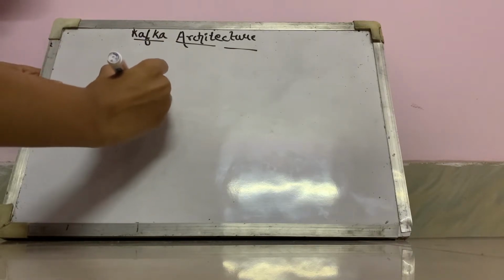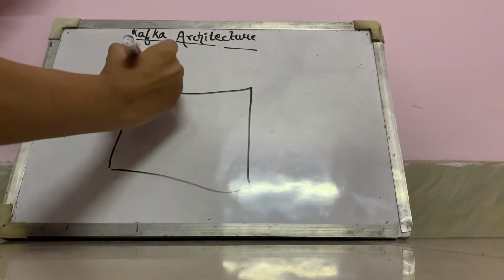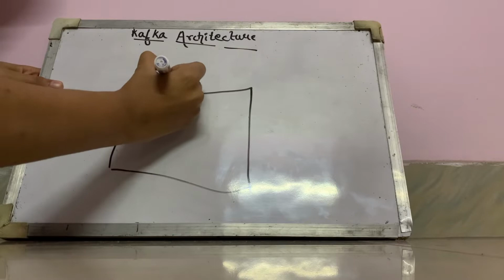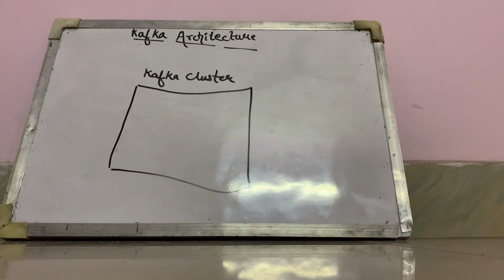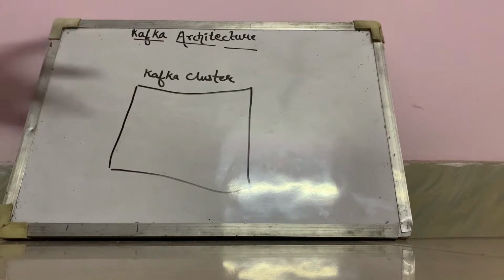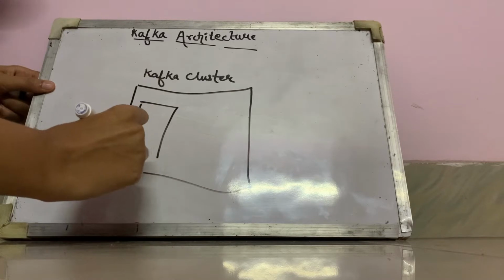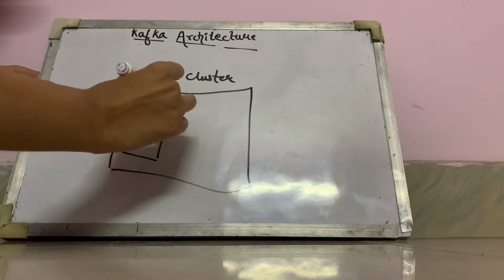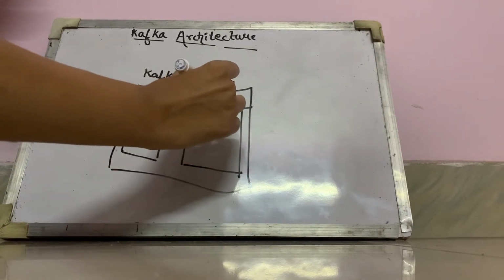First of all, we have with us a Kafka cluster. Cluster, if I go with the English term, is basically a group. So here also, a Kafka cluster is a group of what? A group of brokers. So in a Kafka cluster, multiple brokers are present. Why multiple? Why do we need multiple brokers? Why not only one broker?